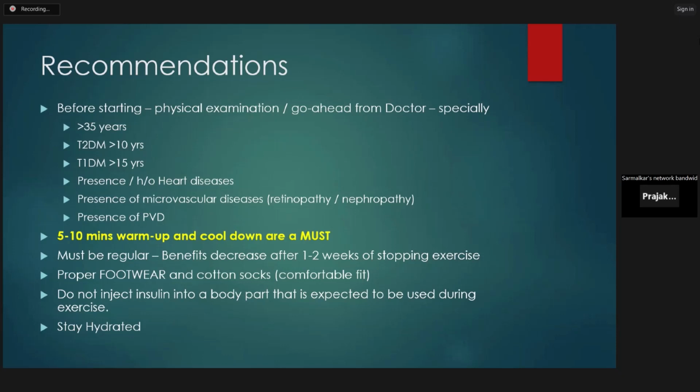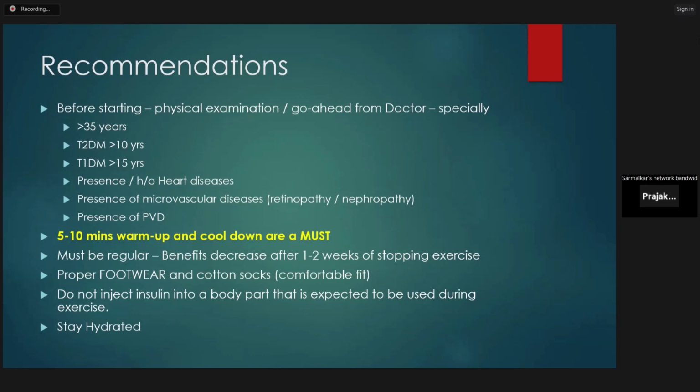When I say good, I mean moderate level of activity. But this activity has to be with 5 to 10 minutes of warm up and cool down, which are a must, irrespective of whether you're in a supervised or unsupervised training program. You cannot skip your warm up and you cannot skip your cool down.